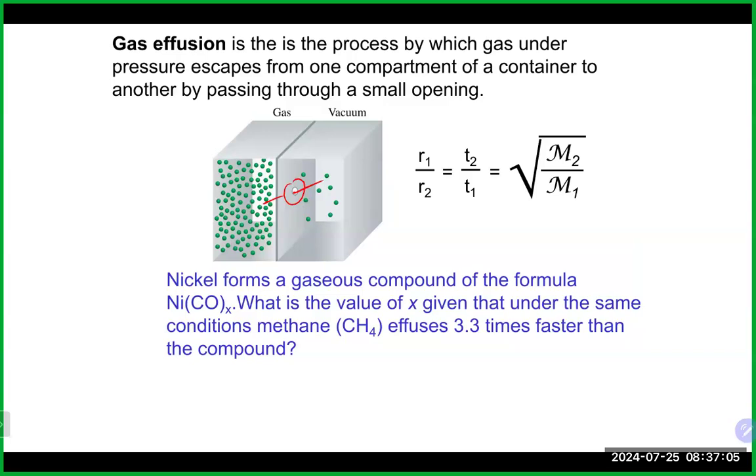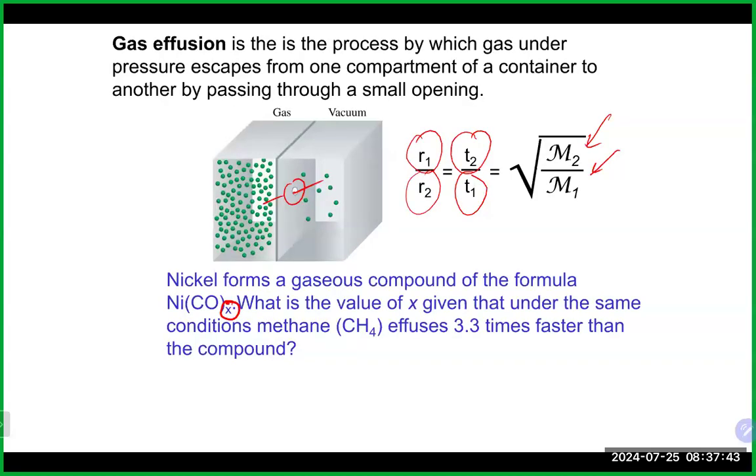And it's a very similar sort of calculation. You take the rate of each of those and how they're moving, or you could take the time it takes for each of those guys to get there. And again, these are the molar masses of our two gas molecules. So for example here, nickel forms a gaseous compound of the form Ni(CO)x, and I'm not sure what x is. What is the value of x under these conditions if methane effuses 3.3 times faster than that compound? So why don't you give it a try and see what you come up with here.